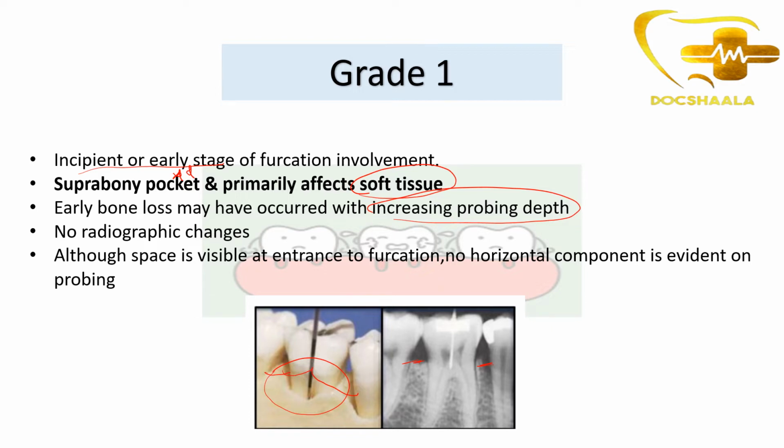So radiographic changes are absent. Here you can see the radiographic changes are completely absent. The space is visible at the entrance to the furcation. No horizontal component is evident on probing. Okay, so a probe will fit into the furcation, but we can't find any horizontal component which catches the probe, so that we can define it as a furcation. So that is grade 1.